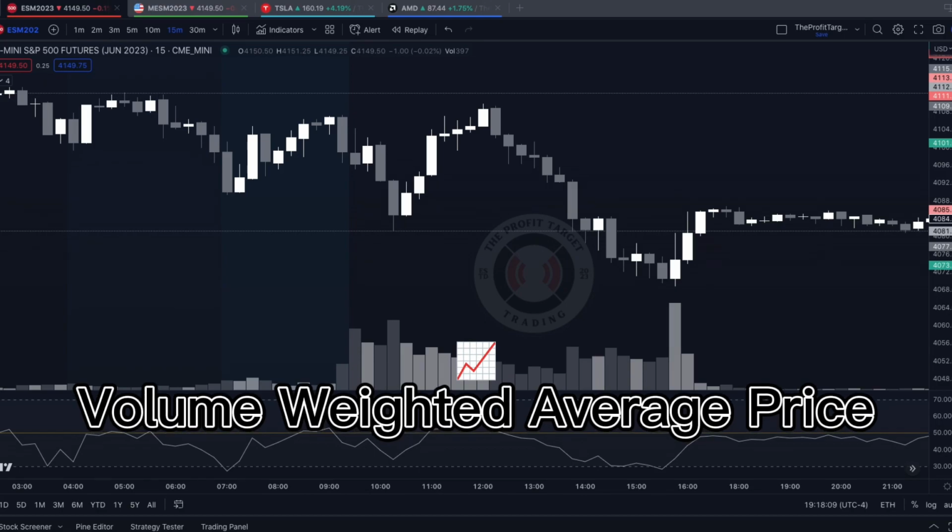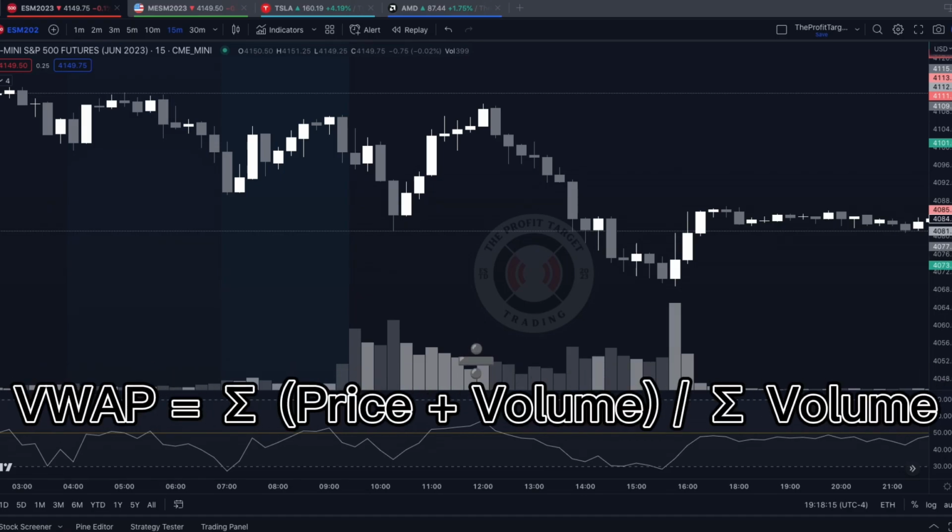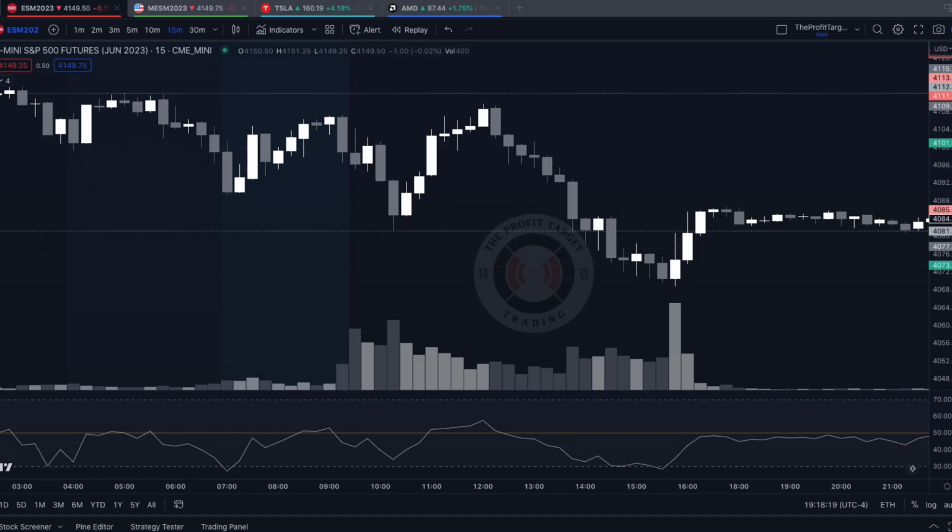VWAP stands for Volume Weighted Average Price. It's a technical indicator that's calculated by taking the sum of the product of the price and volume of each trade in a given time period, and dividing it by the total volume traded during that time period.